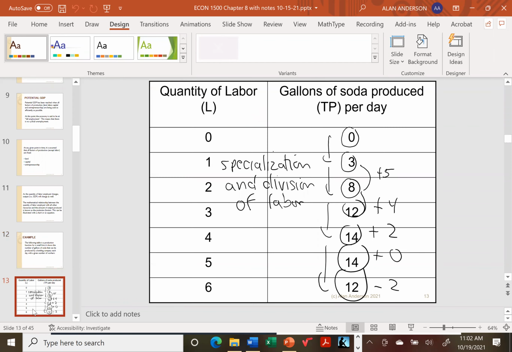So how does that work though? In the beginning, when we have no labor, we have no output, of course. When we bring in our first worker, that person is able to produce 3 gallons of soda a day. When we get to the second person, the output grows even faster because now we're starting to see specialization and division of labor. Each person can specialize in something that they're good at, and the output grows as a result.